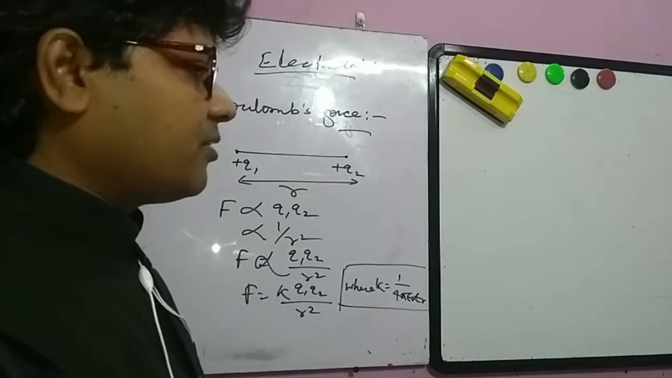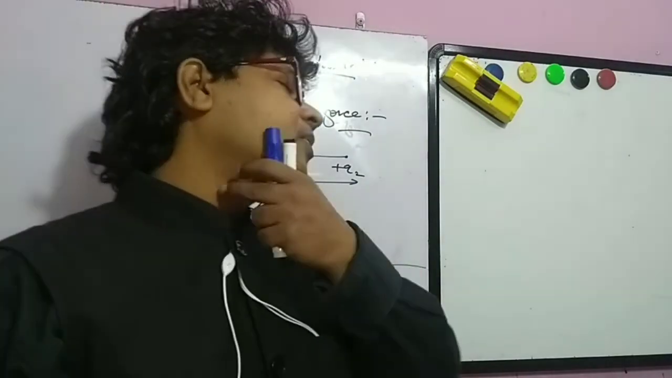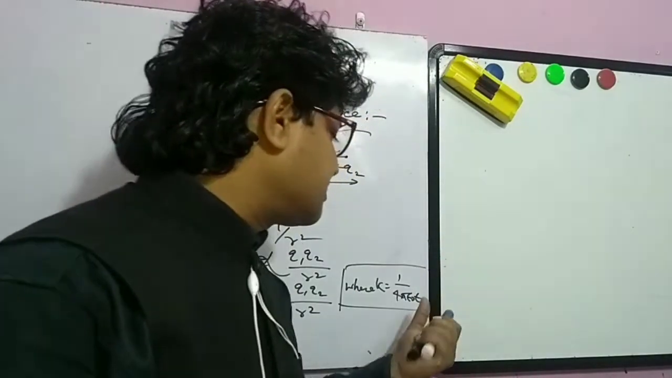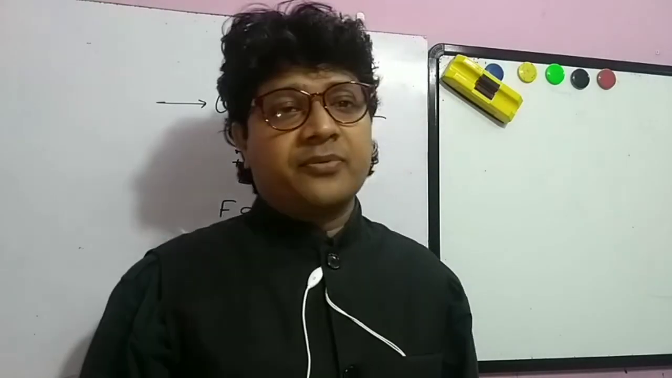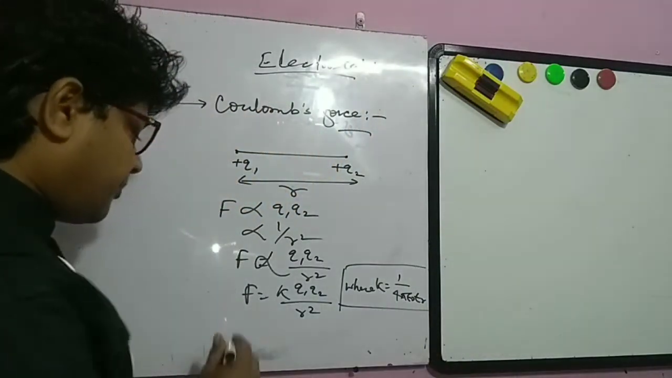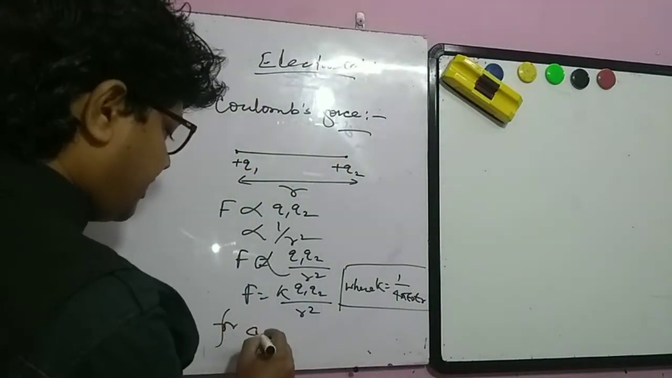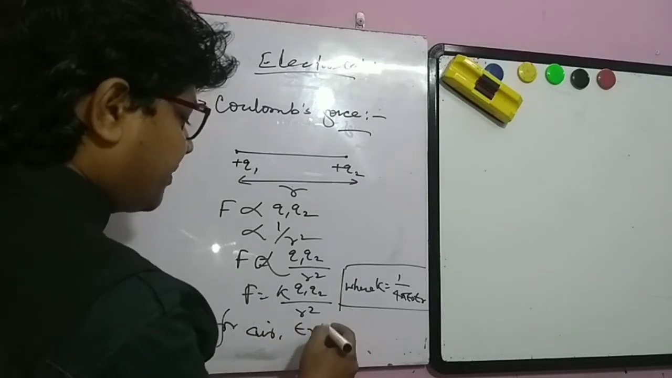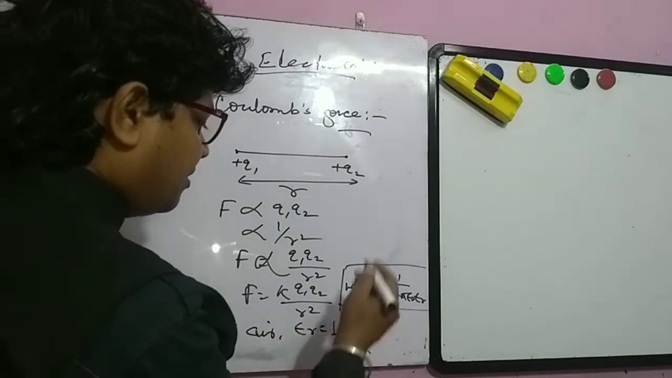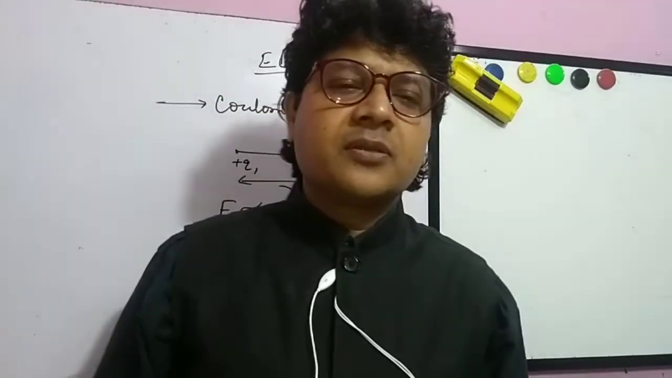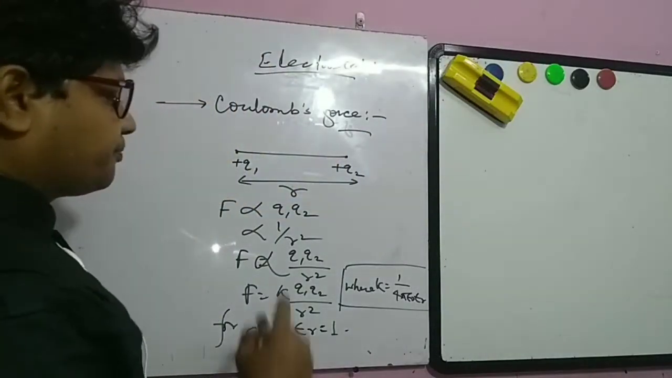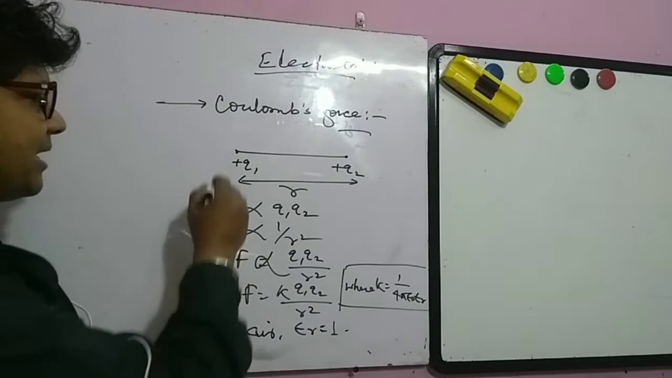So this epsilon naught is called absolute permittivity of free space, and this epsilon r is relative permittivity, and for air this relative permittivity is equal to 1. You are all aware of this, right? So now, but it is in a scalar form.